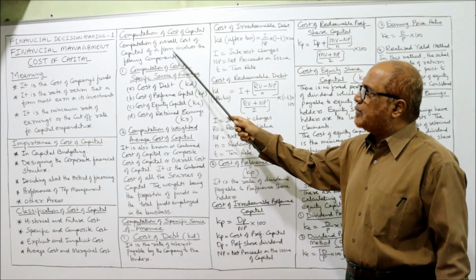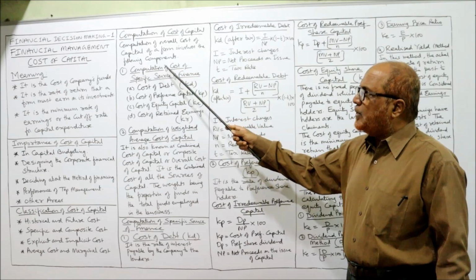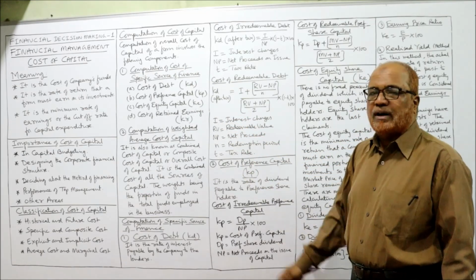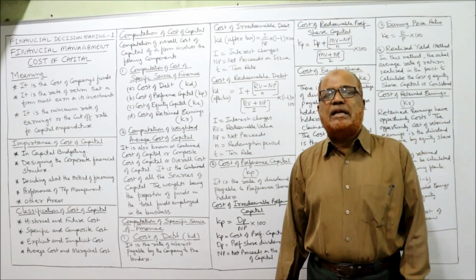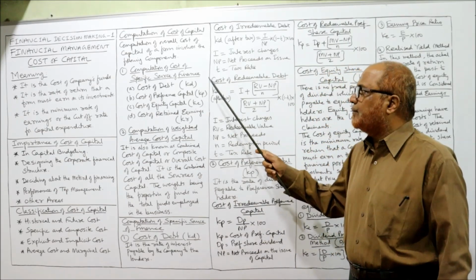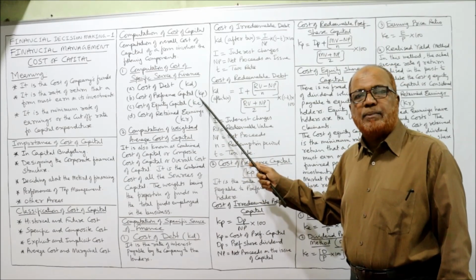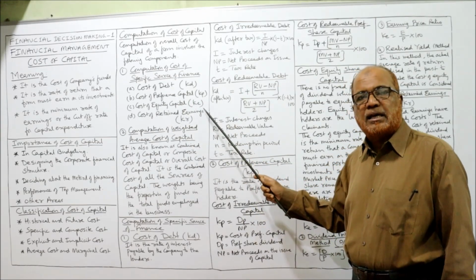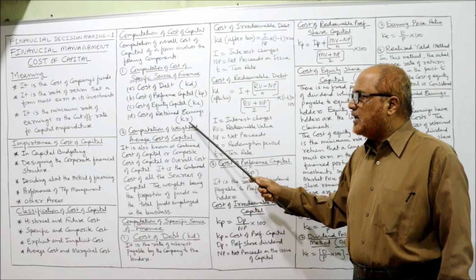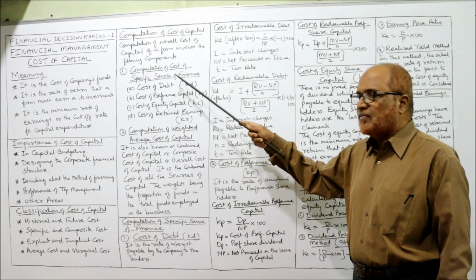Computing overall cost of capital involves the following. Computation of cost of specific source of finance. So from specific source of finance, we have to calculate cost of debt. It is denoted as KD. Cost of preference capital. It is denoted as KP. Cost of equity capital, KE. Cost of retained earning, KR. These are the specific cost.